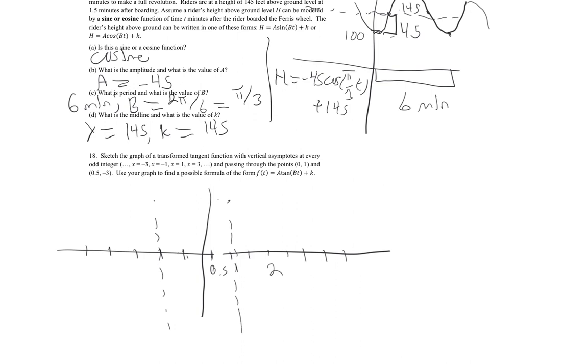Okay, cool. So our asymptotes are on the odds. And then it passes through the point 0, 1. So I'll call that 1. And then it passes through the point 0.5, negative 3. It's over here.